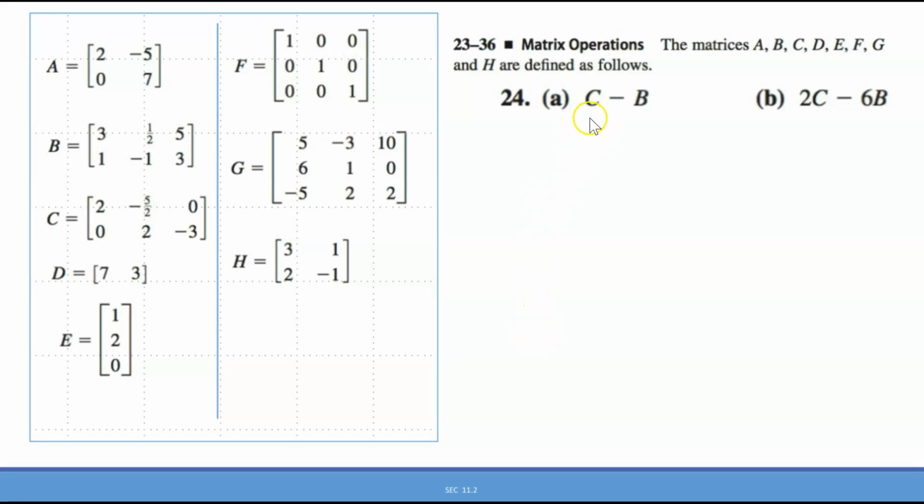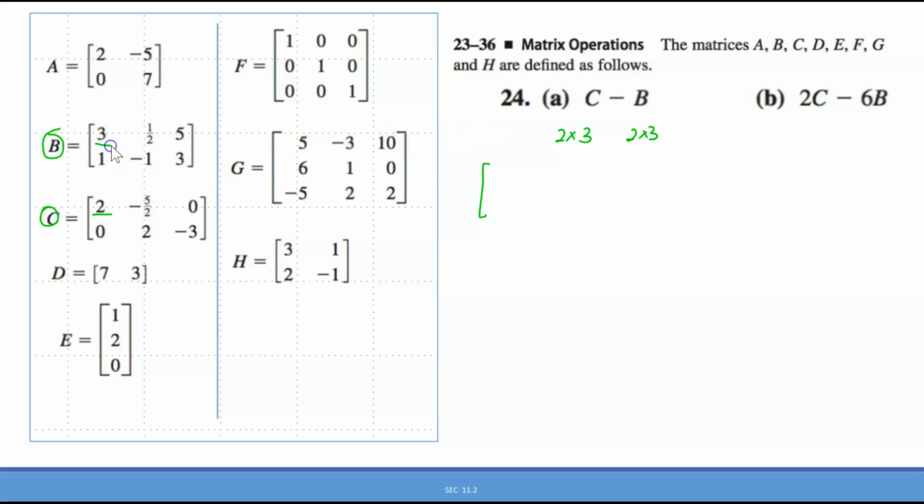So here, if we look at this first example, C minus B, we're going to take matrix C, we're going to take matrix B, and we want to subtract them in this order. Matrix C is 2 rows, 3 columns for its size. Matrix B is 2 rows, 3 columns for its size. Because the sizes are the same, we're able to subtract these two together. We subtract corresponding entries in the order that it asks.